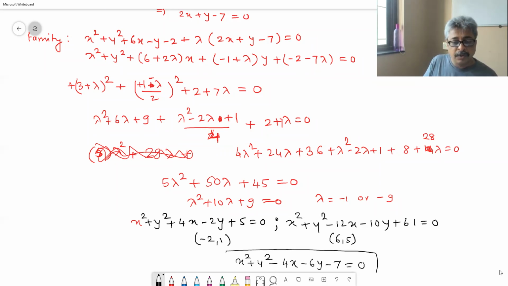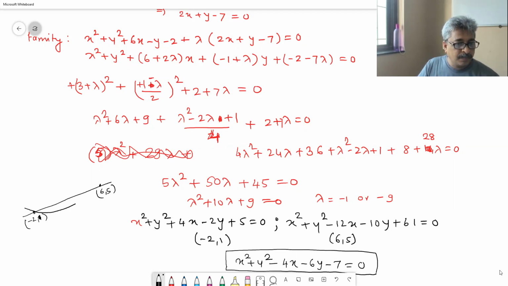This is the equation of the circle with these 2 points as a diameter. Now, what is the geometry? The geometry is some line like this. There is a point circle here whose coordinates are (-2, 1) and (6, 5). This is your orthogonal circle passing through all the orthogonal circles, and you want the one which has this diameter.